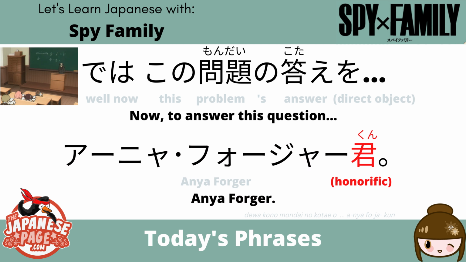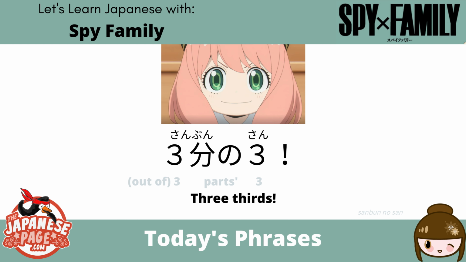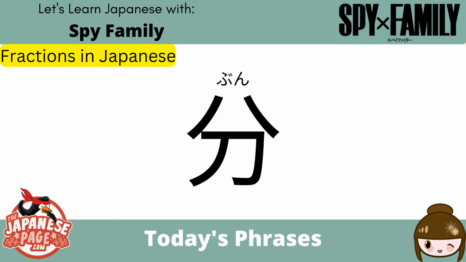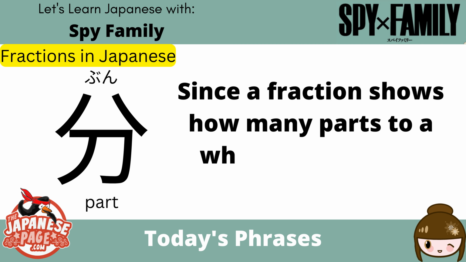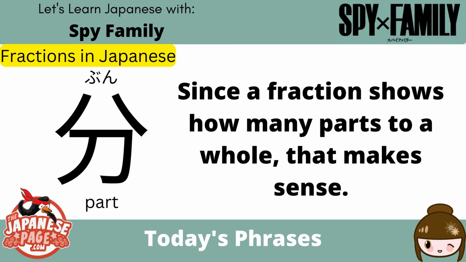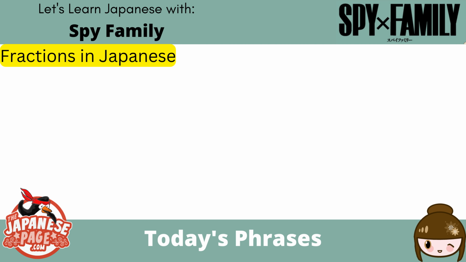アーニャ・フォージャー君。3分の3。3/3. Saying fractions in Japanese uses the kanji 分, which means part. Since a fraction shows how many parts to a whole, that makes sense. The format, however, is different from English.